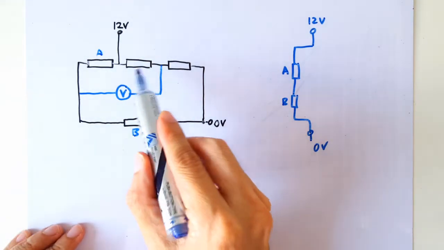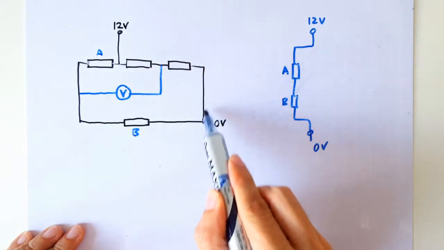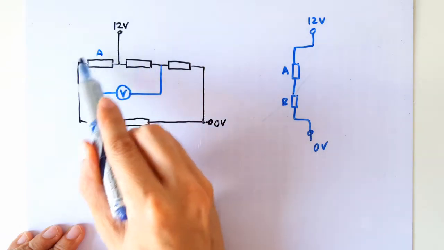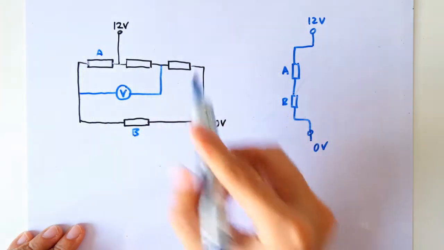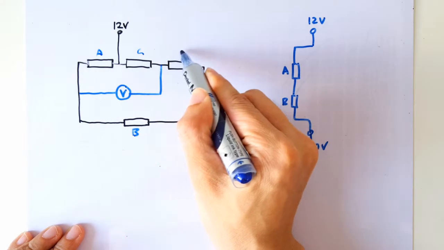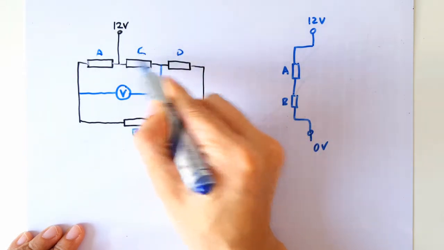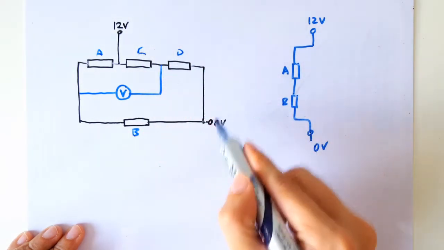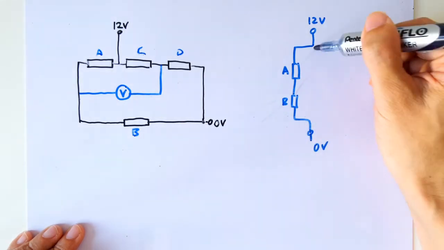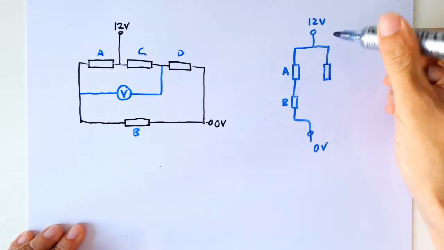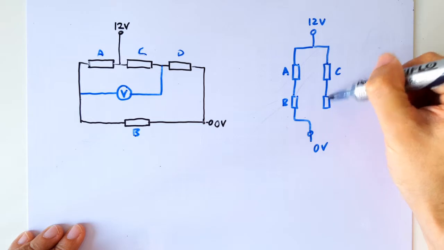Of course, there's another path, which is this. So this is a path that's parallel to the original path. So in this path, we have C and D in series, because I must go through C before I go through D, before I come to the 0 volt point. So that's a parallel branch here, that's C and D.